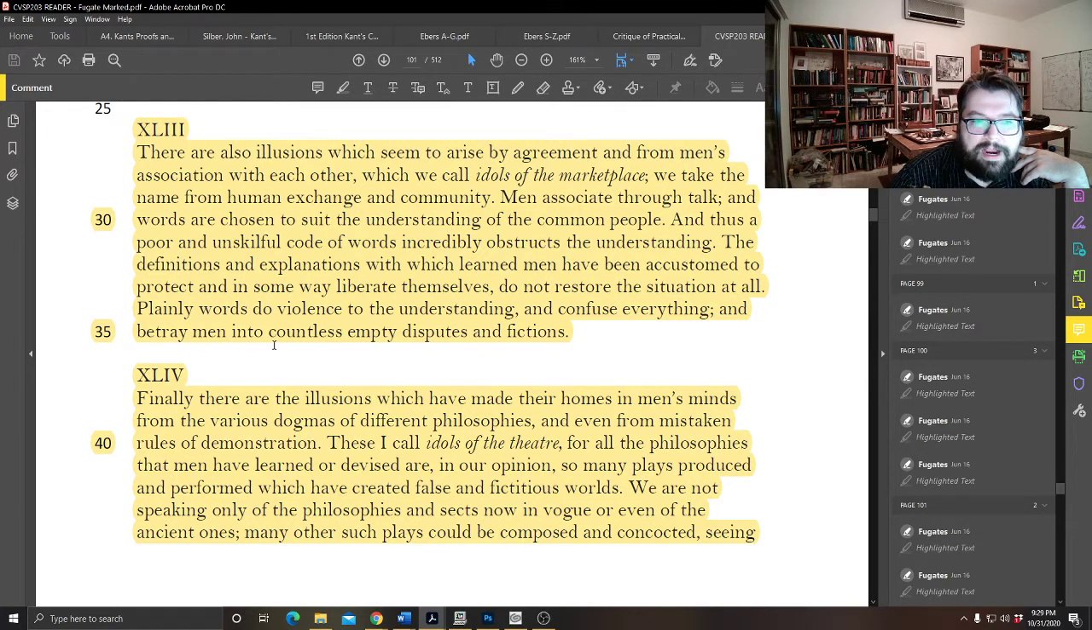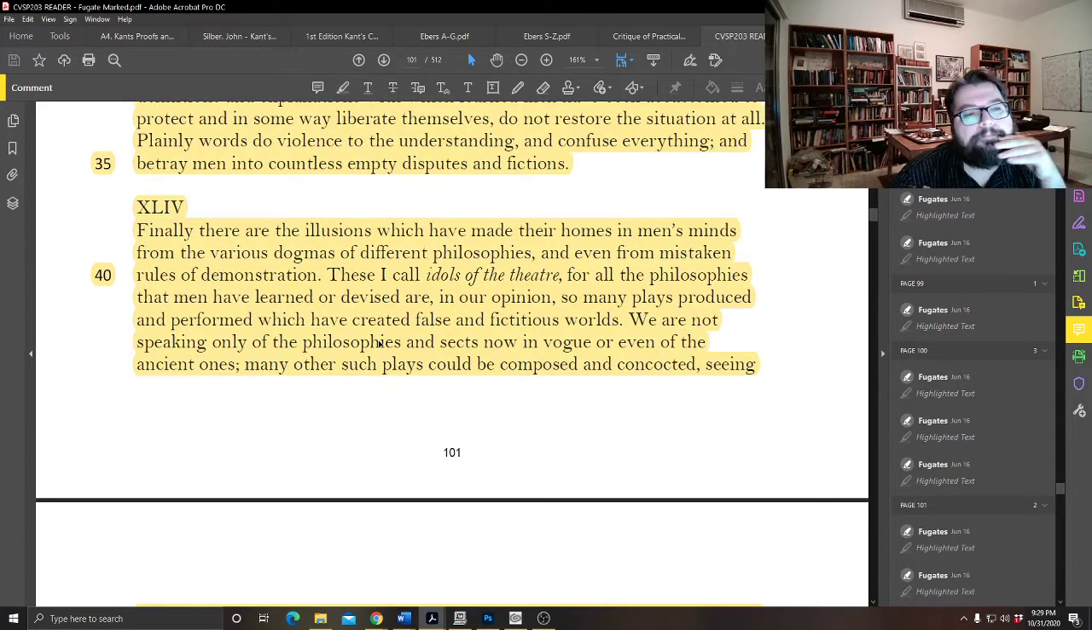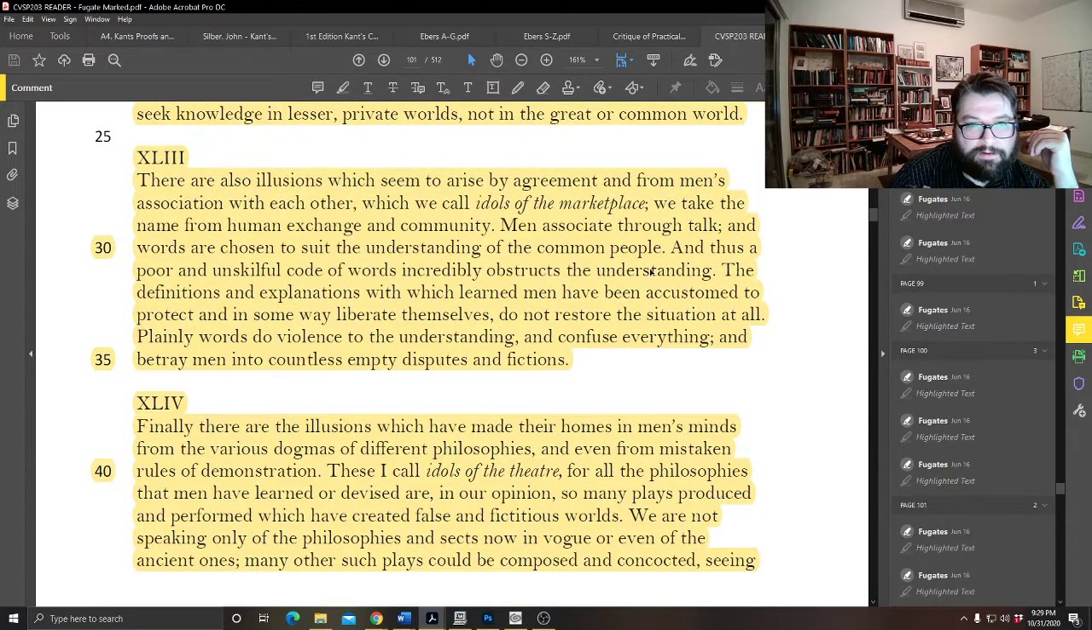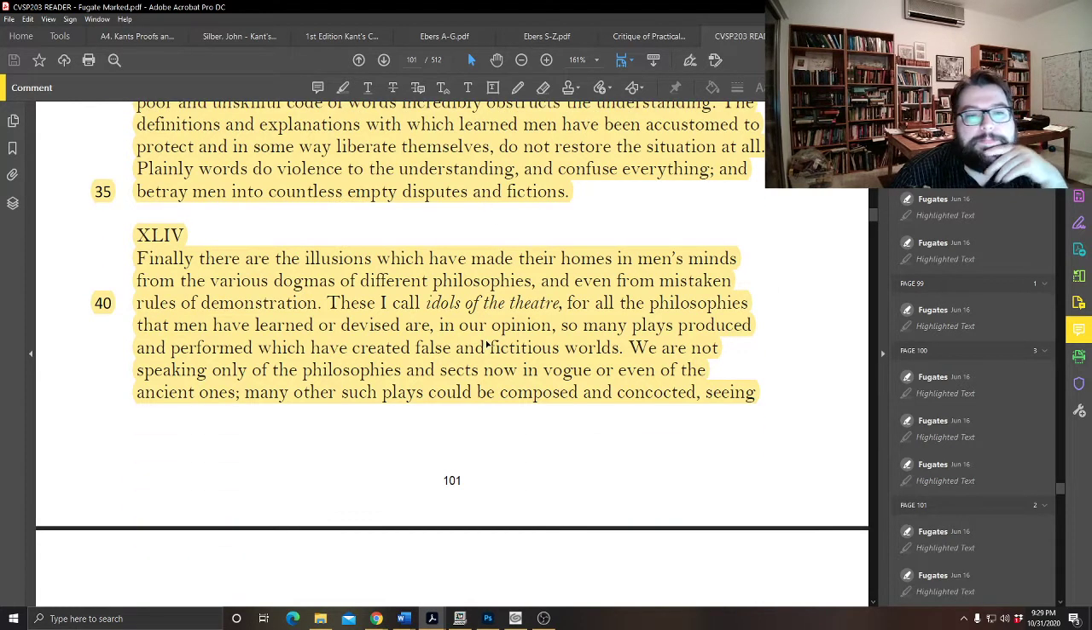And betray men into countless empty disputations and fictions. So many of the arguments in sciences end up springing up not because of anything that's really being disputed about the truth, but rather because two people are using the same word in different ways. It's what's called a logomachy, right? A word battle instead of a battle about truths and things. And of course, by creating a new language, we can more or less rid ourselves of this.